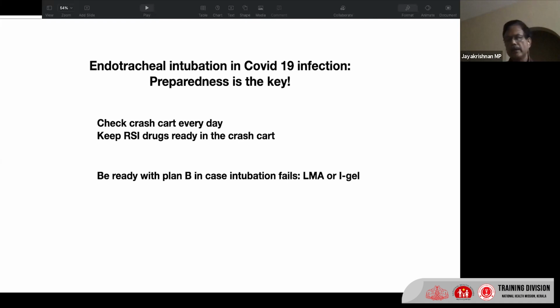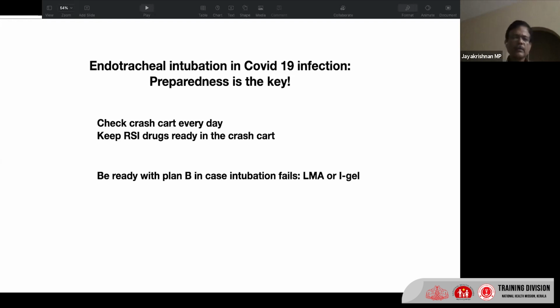And when you decide to intubate a child having a suspected or proven COVID infection, rapid sequence intubation should be done with proper paralysis, and keep all the rapid sequence intubation drugs ready in the crash cart. I think discussing RSI is beyond the scope of this class, so I will not be discussing that. And it is very important that you be ready with plan B in case you are not able to intubate. The most experienced person in the team, the senior most person maybe, should intubate the child. Otherwise, there will be multiple intubation attempts, and each attempt will increase the risk of aerosol.